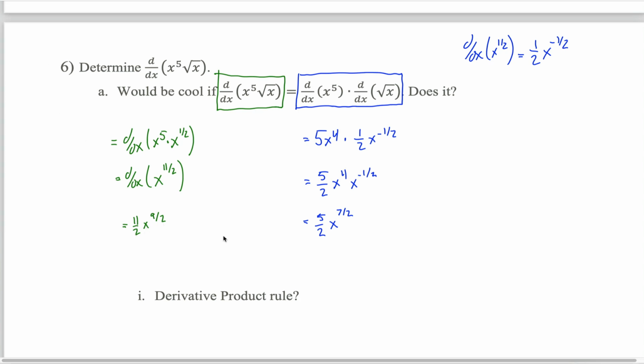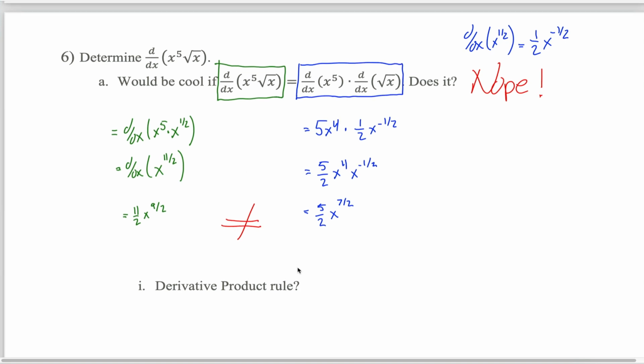Note that these two things are not the same. 11/2 x to the 9/2 is not the same as 5/2 x to the 7/2. Wait, what just happened there? The derivative of a product is not the same as the product of the derivative. Yeah, it would be really cool if it was. Is it? Nope. And here's an argument showing that it's not.